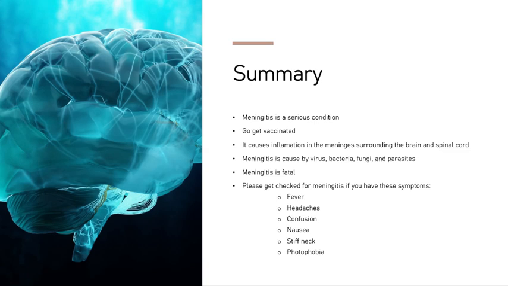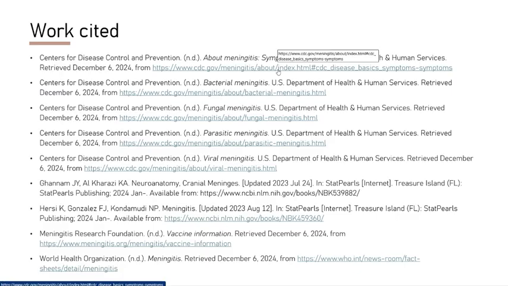In summary, meningitis is a very serious condition and causes inflammation in the meninges that surround the brain and the spinal cord. It's caused by viruses, bacteria, fungi, and parasites, and can be very fatal and lead to death if not treated properly or quick enough. Please go get vaccinated. But if you experience any of the following symptoms: fever, headaches, confusion, nausea, stiff neck, or photophobia, please get checked for meningitis.